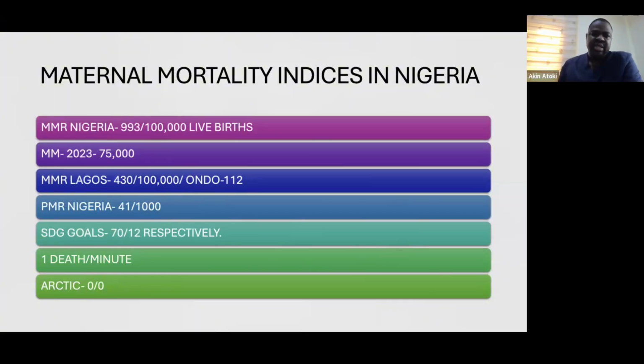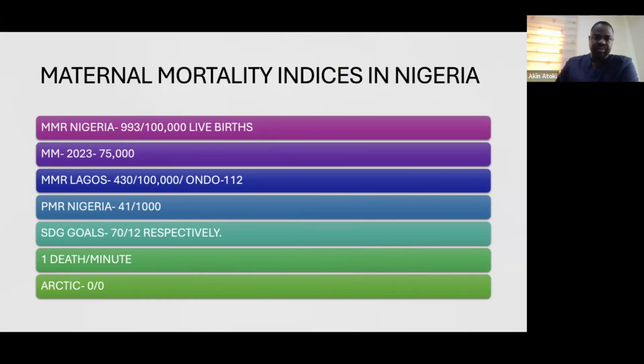And for you to appreciate that, for developed countries, their indices are usually below 10. For the United States, for instance, the index is about 10 per 100,000 live births. When you compare that to ours, which is about 900 and something per 100,000 live births, then you will appreciate what we are talking about.